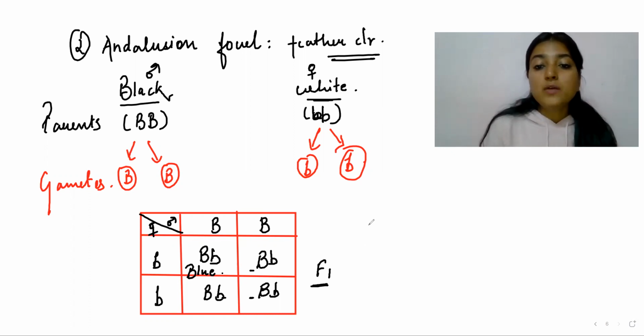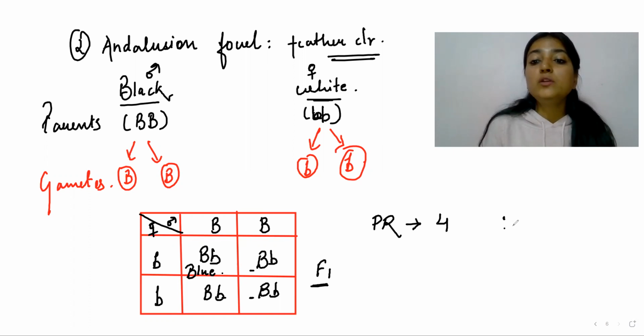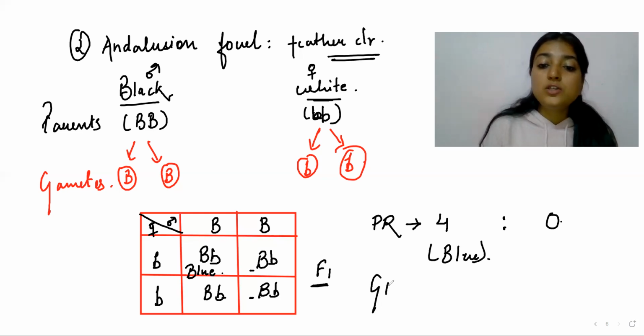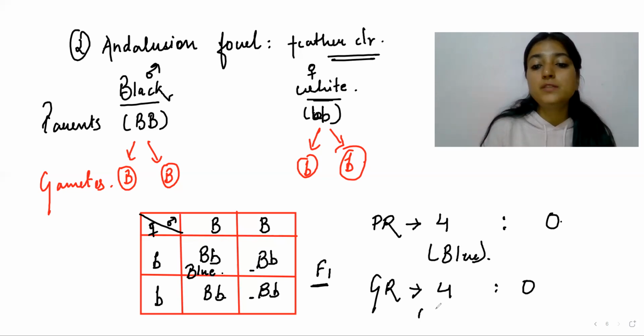Fine. So now again we will write the phenotypic ratio. The phenotypic ratio will be 4:0, where 4 is blue. Now the genotypic ratio will be again 4:0 because 4 of them are heterozygous in nature. Fine.